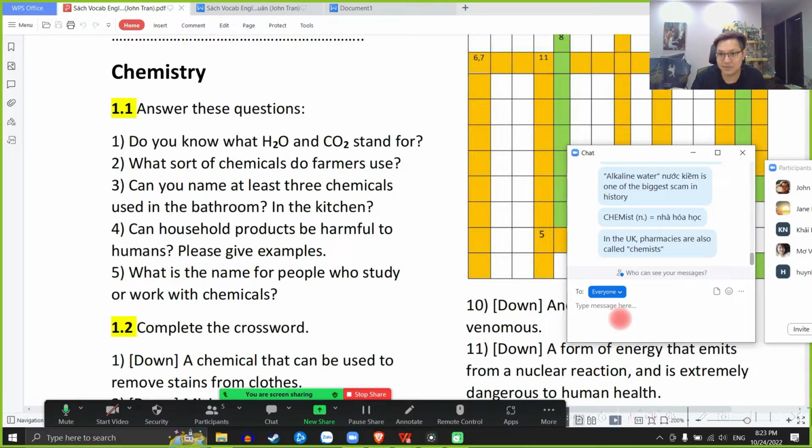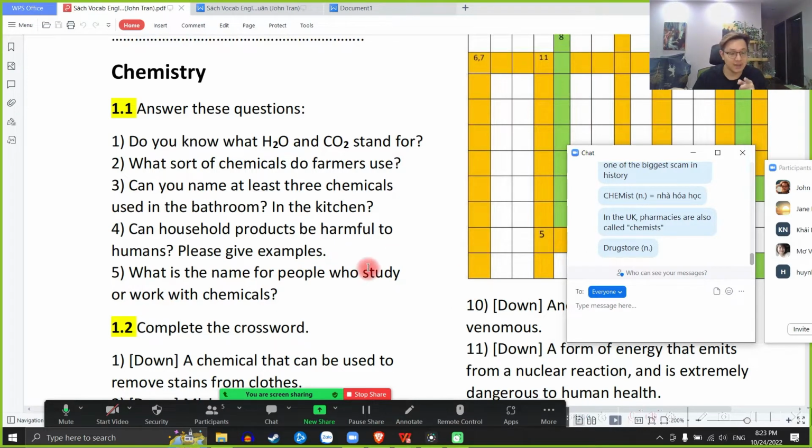So they are called chemists. Trong quá khứ, những người học hóa học có thể trộn lẫn thuốc để đưa cho bệnh nhân. Cho nên những nhà thuốc người ta cũng gọi là chemist. So basically this is a UK version, pharmacies. In the US we call them drugstore, I think. Drugstore, nhà thuốc. Drugstore, pharmacy, or chemist, the same thing. But chemists are basically people who study or work with chemicals. Những người nghiên cứu, học hoặc làm việc với hóa chất là nhà hóa học, chemist.